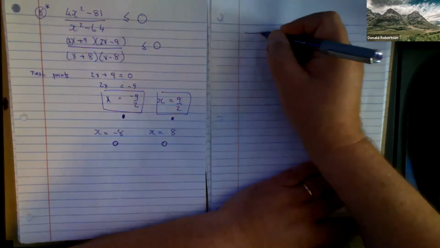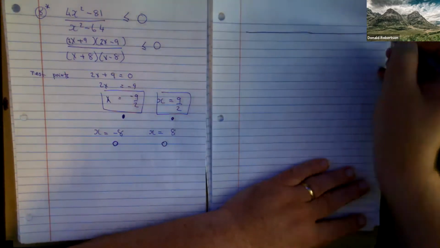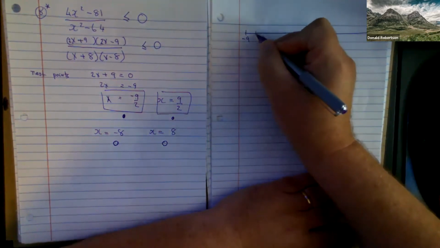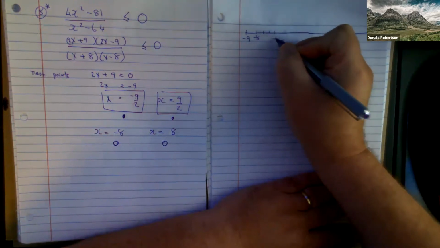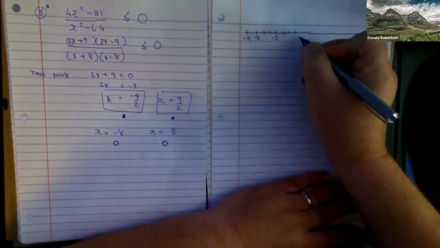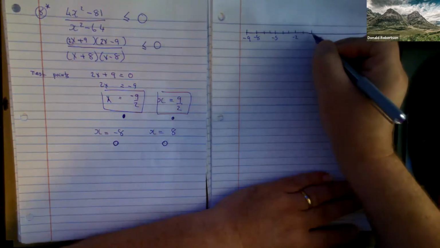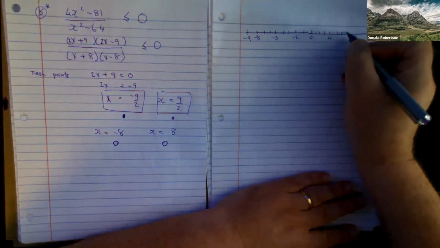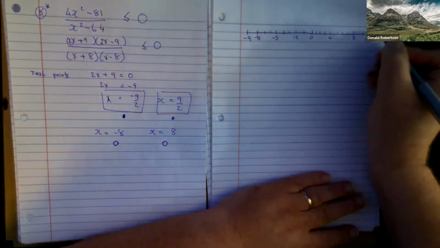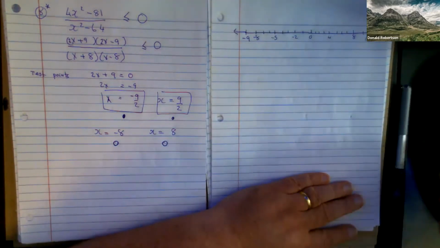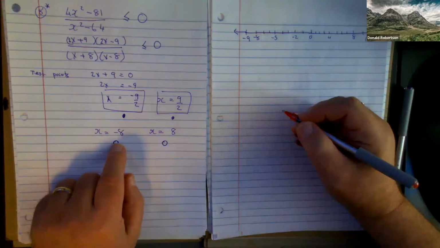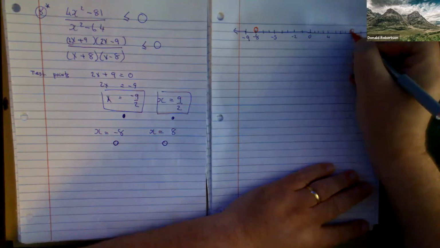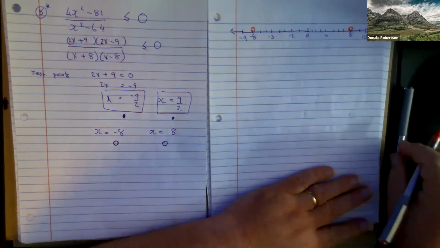So I'll draw my little number line. And I need to get as far as negative 8, so how about negative 9? There's negative 8, negative 7, 6, 5, negative 4, negative 3, negative 2, negative 1, 0, 1, 2, 3, 4, 5, 6, 7, 8, 9, 10. Okay. Now, negative 8 is an open circle. You can't use me. x equals 8 is an open circle. You cannot use me.